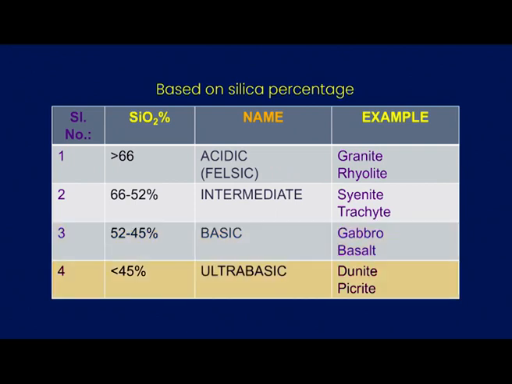The ultra basic igneous rocks have silica percentage, SiO2 percentage, less than 45%. Dunite and picrite are examples. Remember that if you consider the specific gravity of these rocks, acidic igneous rocks have the least specific gravity, and the ultra basic igneous rocks in general have the highest specific gravity among the 4 types of igneous rocks based on silica percentage.